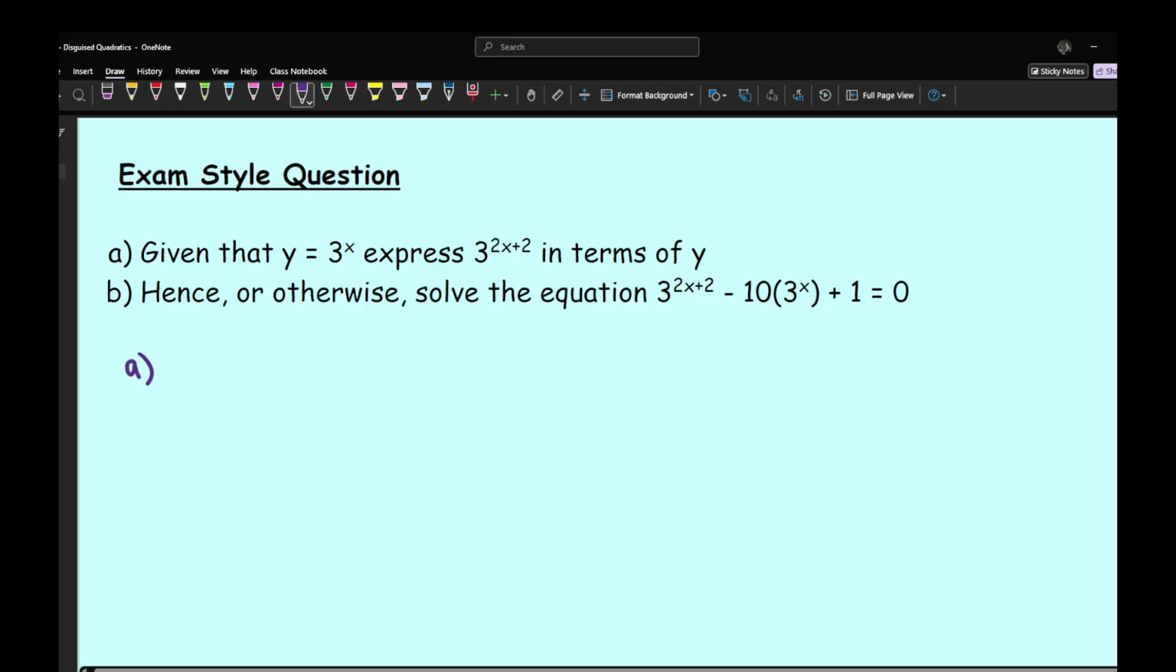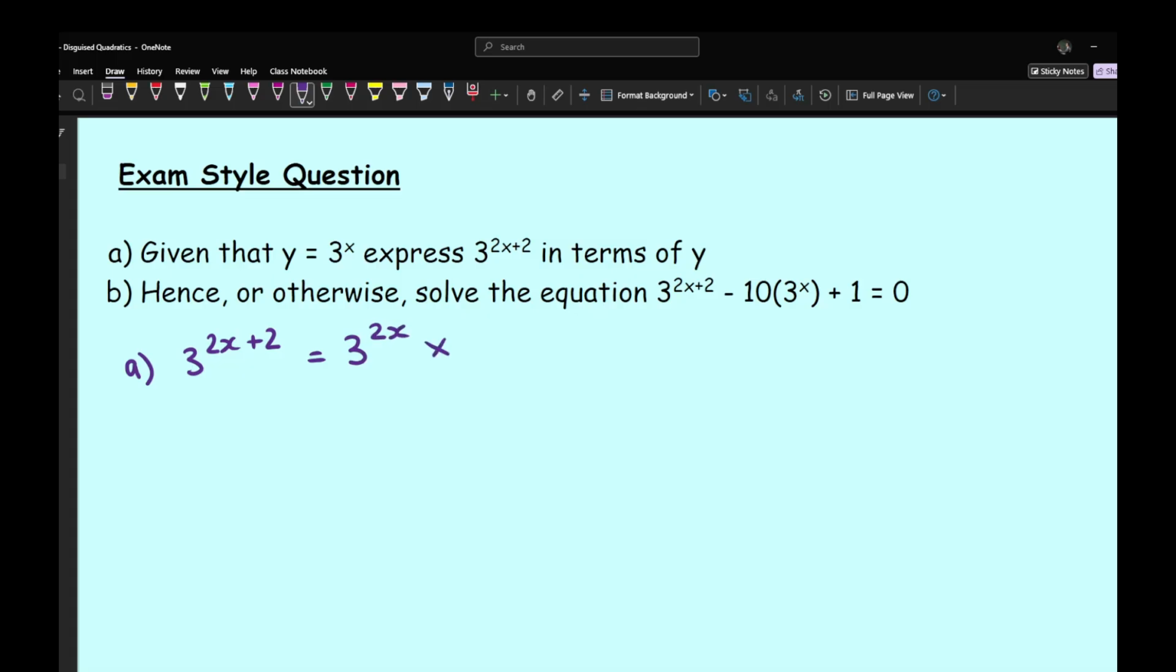Here what we'd recognize is that 3 to the power of 2x plus 2 can be written as, now when do we add the powers? Well, we add the powers when we are multiplying, so that's going to equal 3 to the 2x multiplied by 3 squared. Now I can rewrite this as 3 to the x squared, and 3 squared gives me 9. Now 3 to the x we've been told is equal to y, so that's going to equal y squared multiplied by 9, which simplifies to 9y squared.